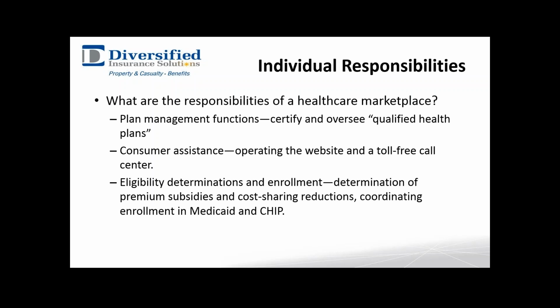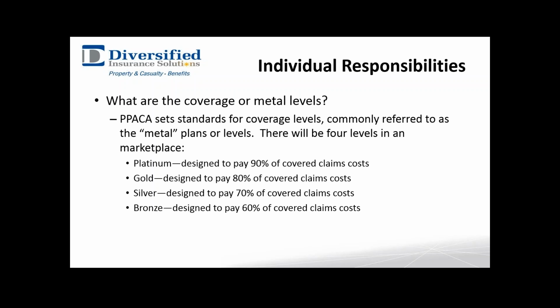Again, that would be the marketplace's role, to help determine where that individual fits and what avenue they would go down. There are specific regulations within the marketplace, and they are what we call the metal tiers or coverage levels. And so when we talk about these subsidies coming up here, they're based off what we call the silver level plan, meaning that at 70%, in essence, the plan is designed to pay 70% of covered claims costs.